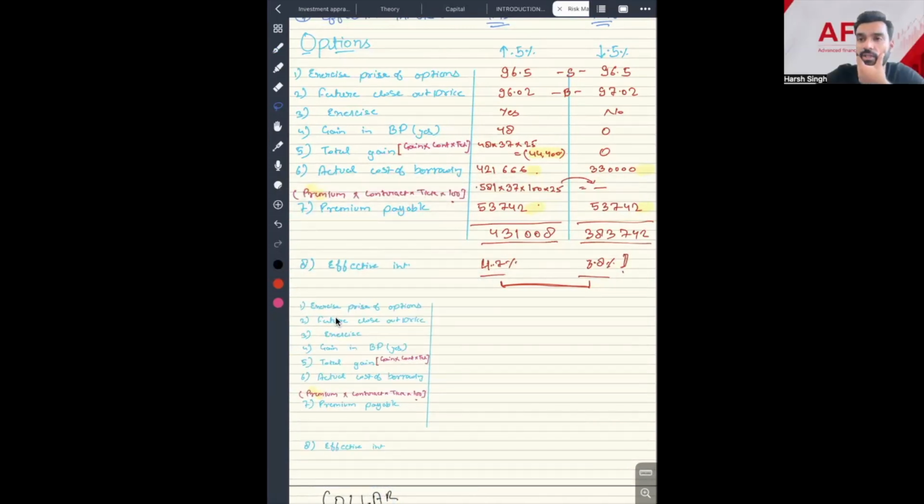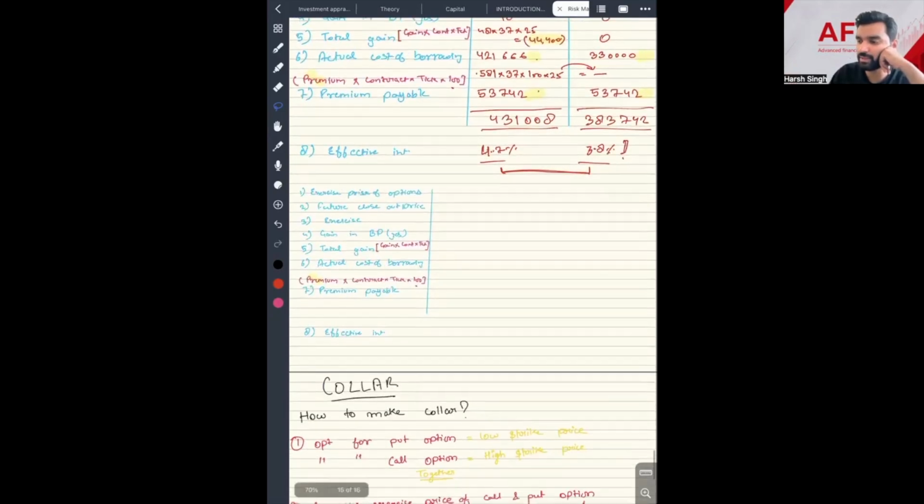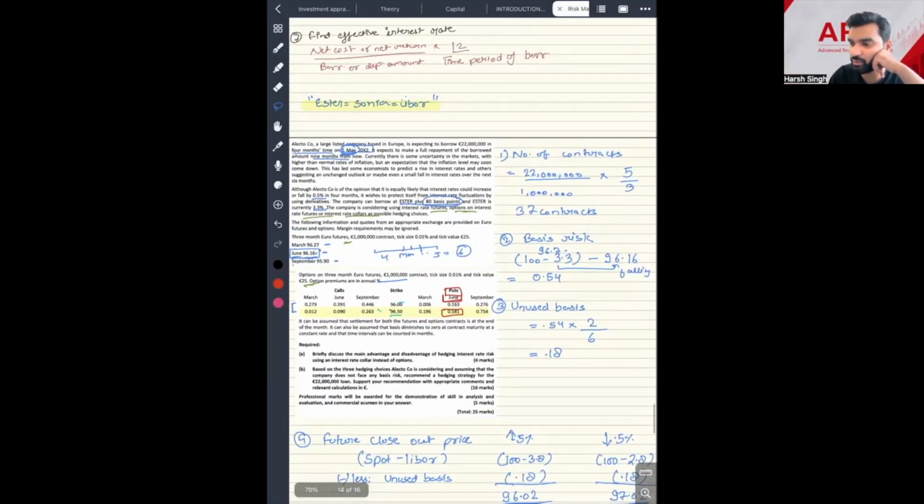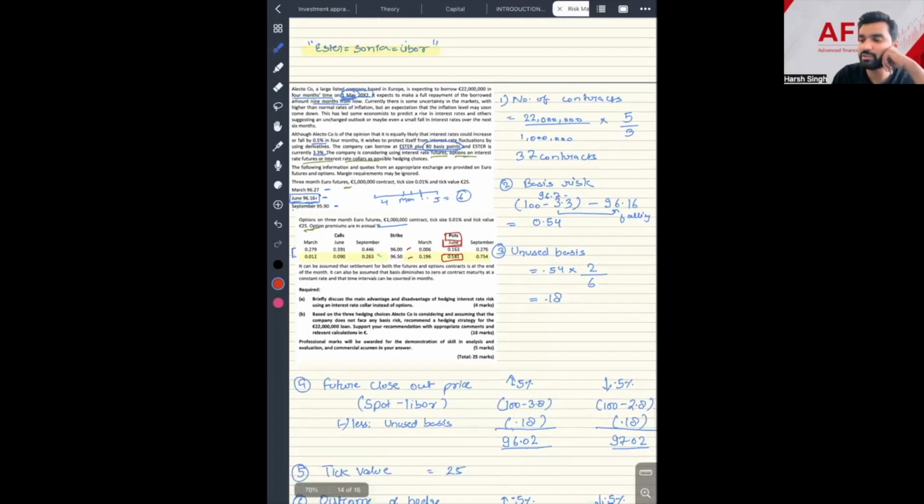Okay. So now let's move to the interest rate collar, everyone. Exercise price of the option and everything is given over here. We have to remember two things. First, low strike price. Up over here is the strike price. If you remember, we have two strike prices, everyone. One was your 96 and the other is your 96.5. So now, what is low strike price?